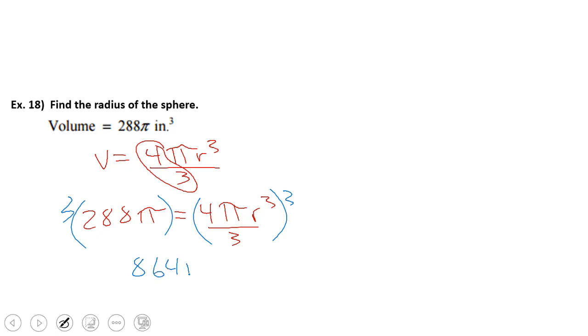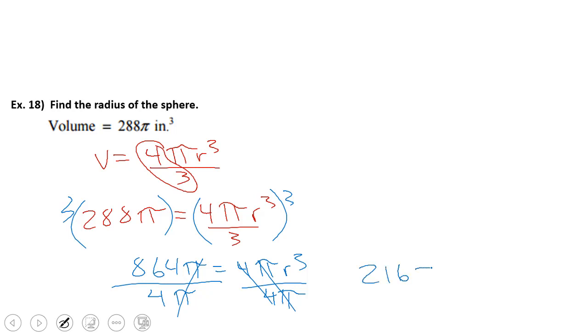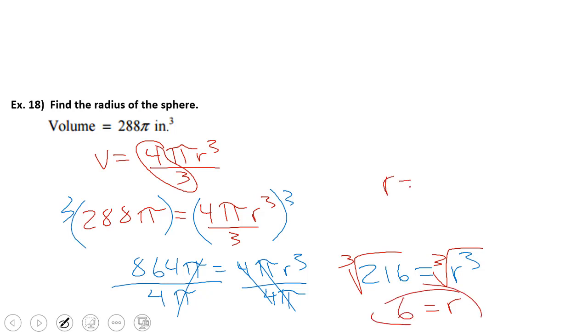864 pi is equal to 4 pi times the radius cubed. Divide both sides by 4 pi. We know that pi cancels out on both sides. 864 divided by 4 just happens to be 216. And we know when we're cubing a number, the inverse of that is to take the cube root of a number. And the cube root of r cubed is equal to r. And the cube root of 216, we did it a little while ago, is 6. And so the radius of this sphere would be 6 inches.